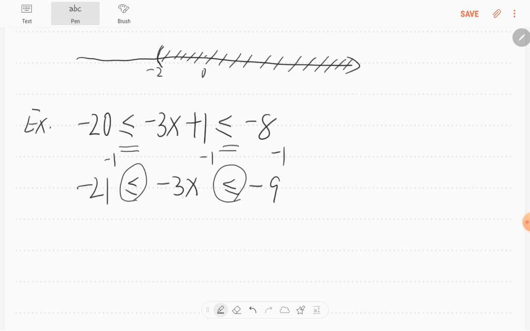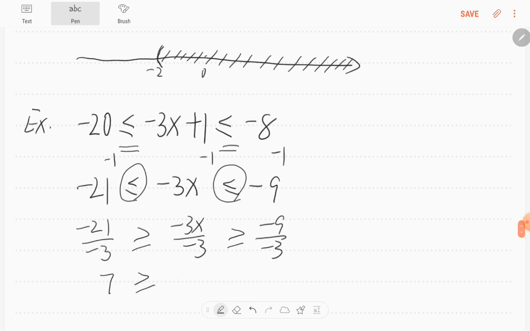So now we want to isolate x. We need to divide by negative 3. Since we divide by a negative number, we have to reverse the direction of the inequality. So less than or equal to becomes greater than or equal to. So this would be 7 greater than or equal to x greater than or equal to 3.